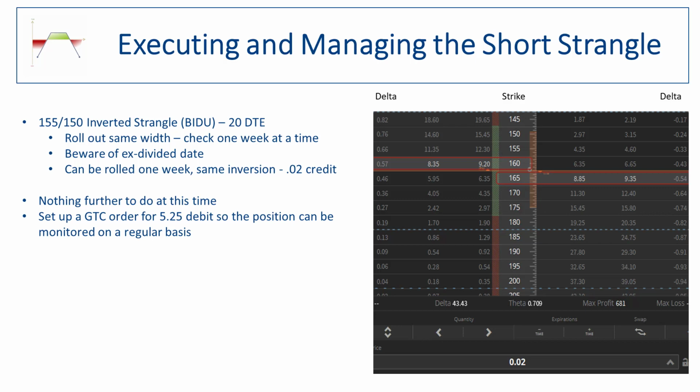We are able to roll up the inverted strangle to higher strikes, recenter the price and retain the $5 inversion for a credit of $2. There is nothing else to do with this position as long as price stays between 160 and 165. Set up a good until cancelled order for a $5.25 debit and monitor the position for two potential outcomes.